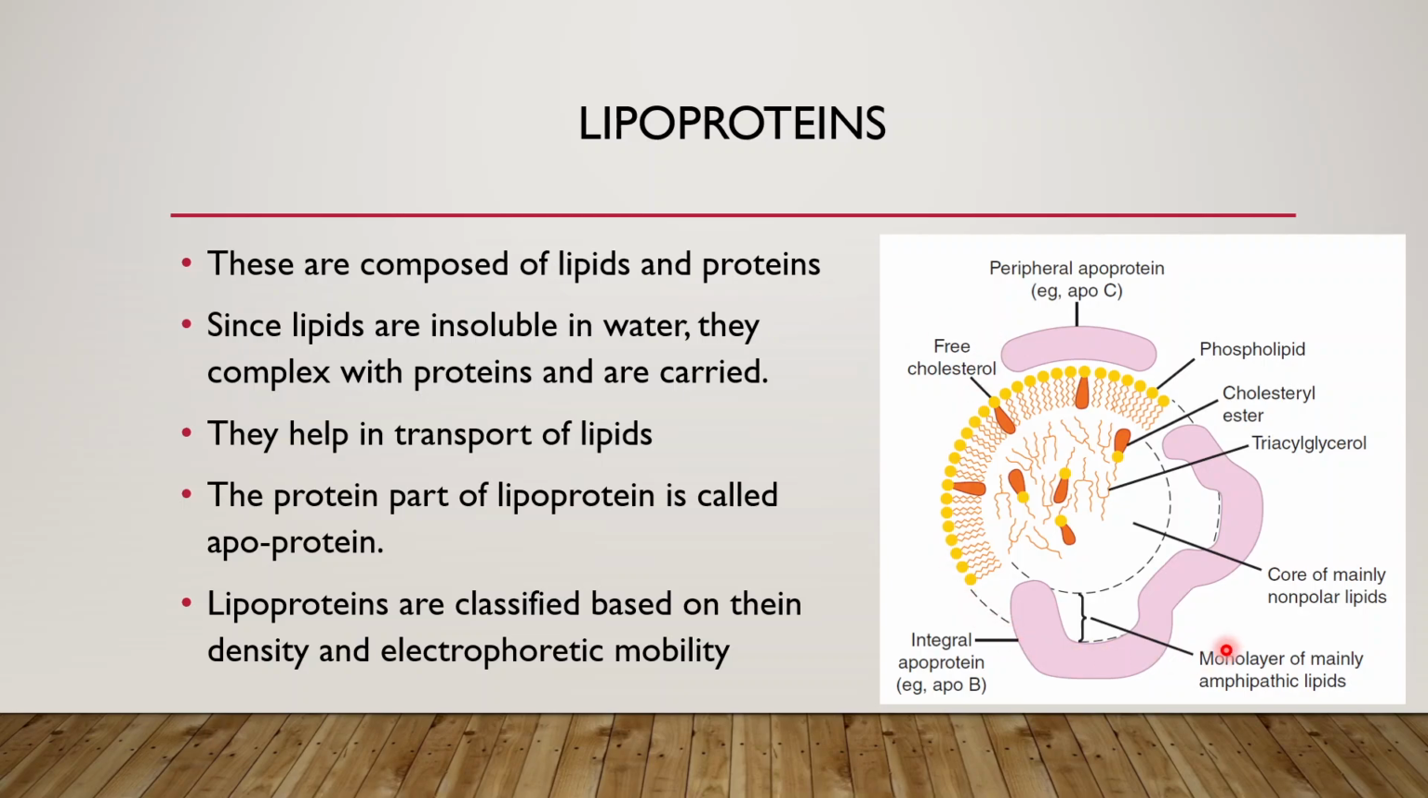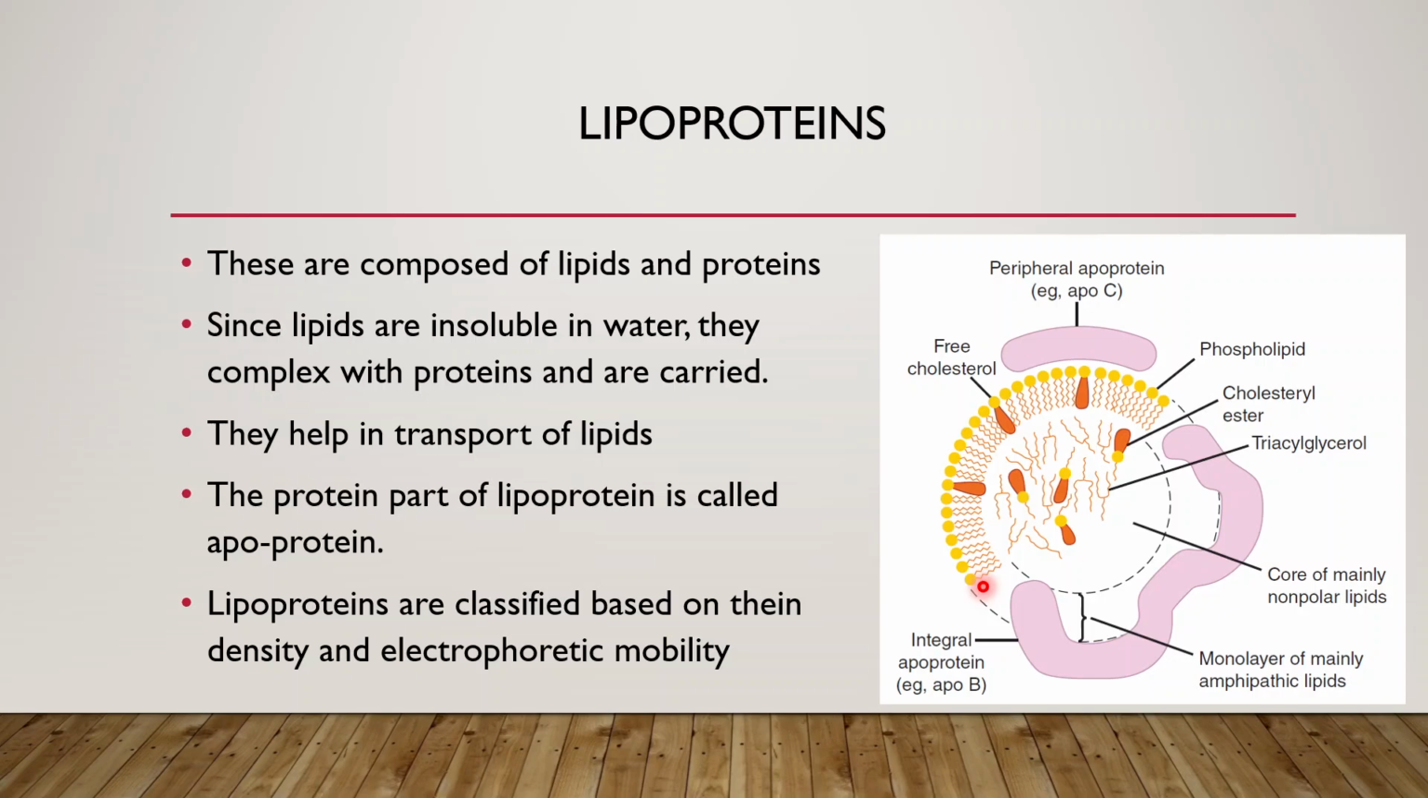If you look at the structure of a lipoprotein, this is the generalized structure. You can see these yellow ones are the lipid portion, whereas the surrounding ones are the protein portion. Let's first look at the lipid part. The lipid part is composed of phospholipids, which consist of a head and a tail. The head part, as we have seen, is the polar part, whereas the tail part is the non-polar part.